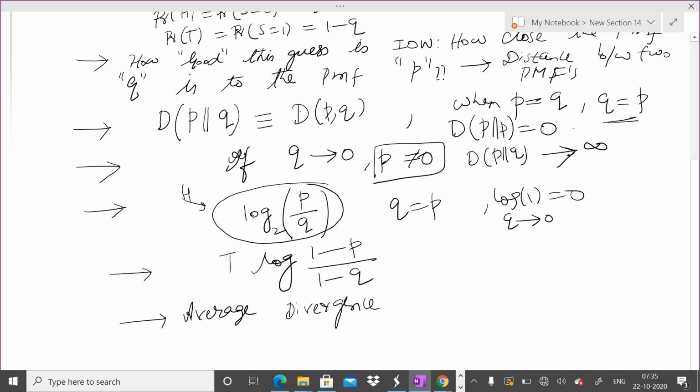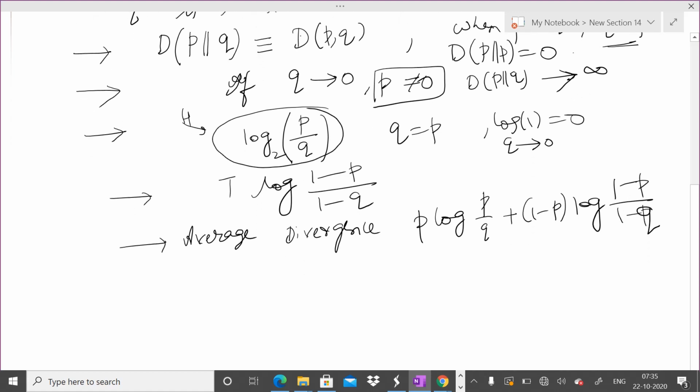So that will be, if head has occurred, P times log of P by Q, or if tail has occurred, 1 minus P times log of 1 minus P divided by 1 minus Q. Okay, now this quantity is called relative entropy, also the relative entropy between two distributions P and Q.